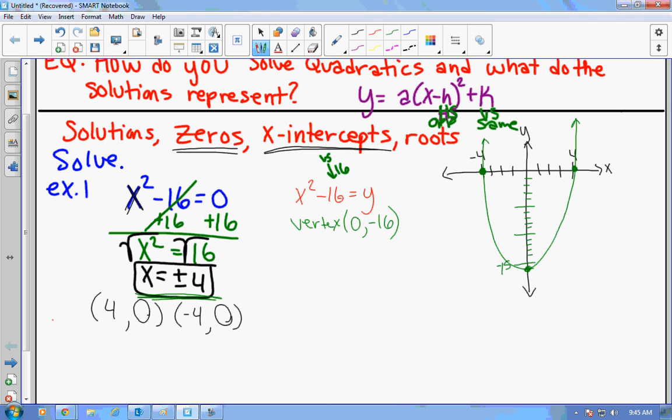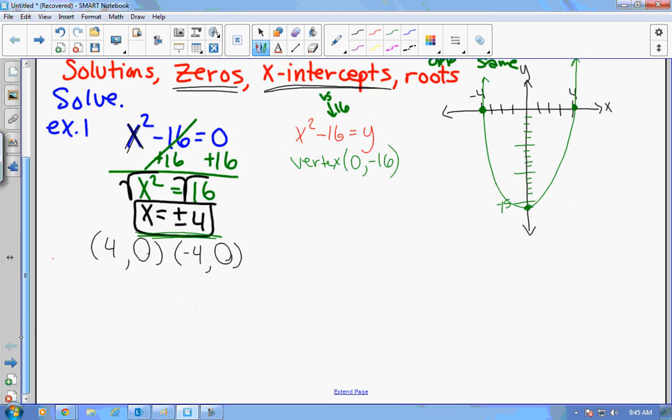You want to explain in their own words? How does x equals plus or minus 4 relate to the graph? Connor? The x-intercepts of the parabola when it crosses the x-axis. Okay? So let's try another one.